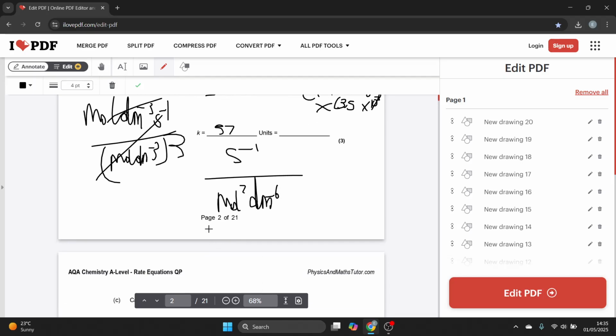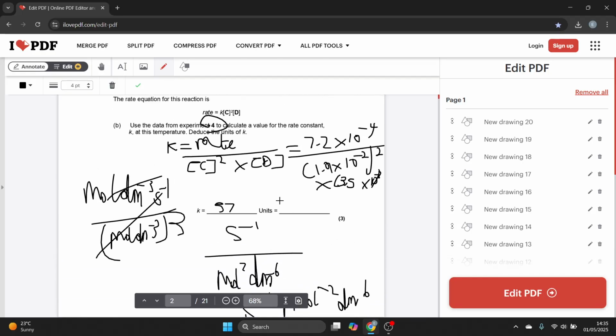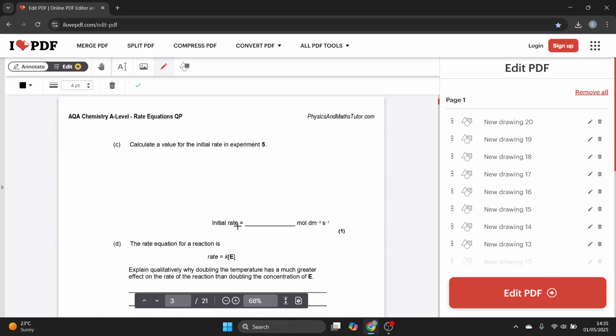And then that would give me s to the power minus 1 mole to the power minus 2 dm to the power 6. So let me just write it as mole to the power minus 2 dm to the power 6 s to the power minus 1. Calculate the value for the initial rate in experiment 5.